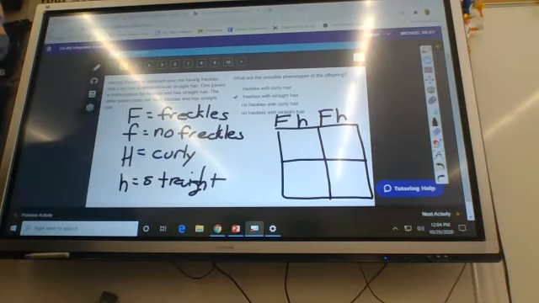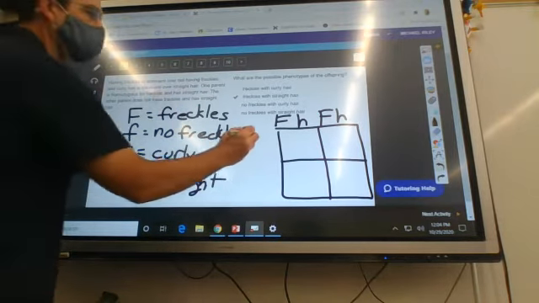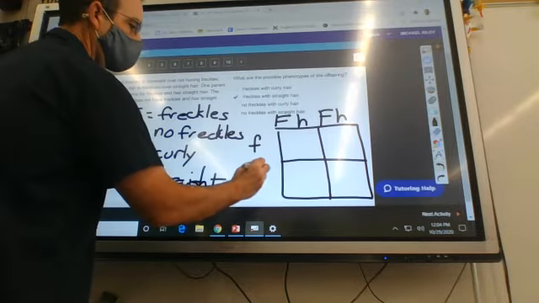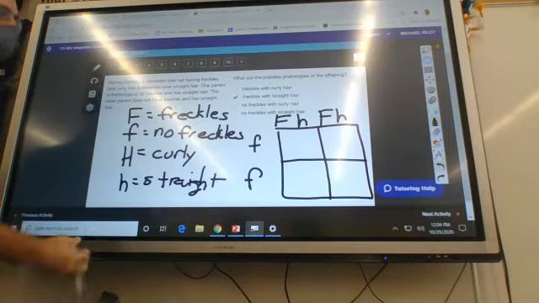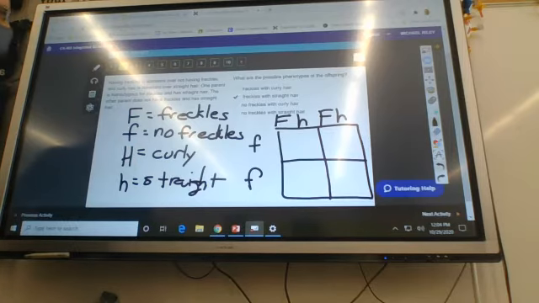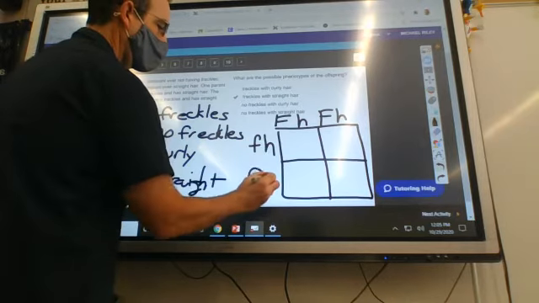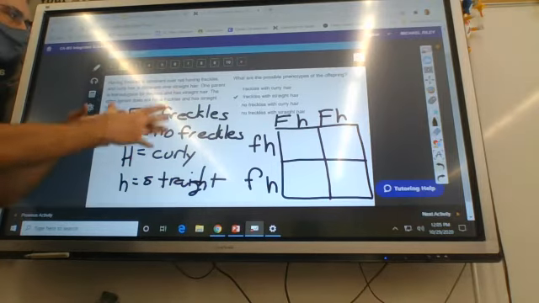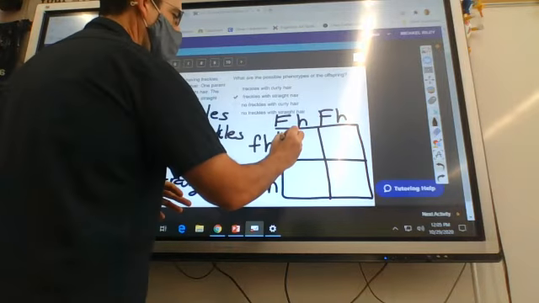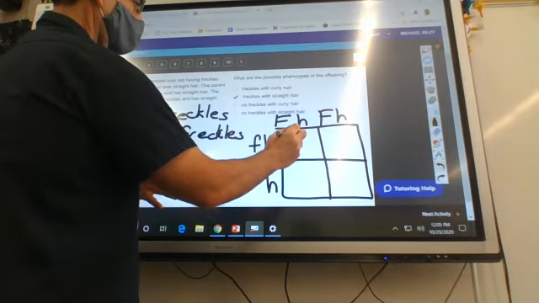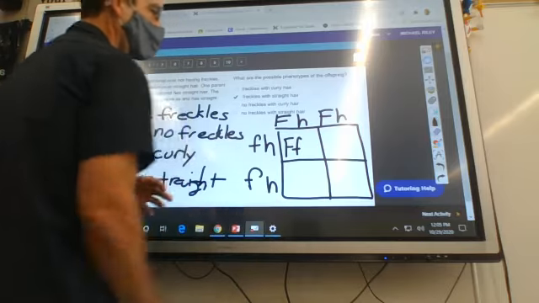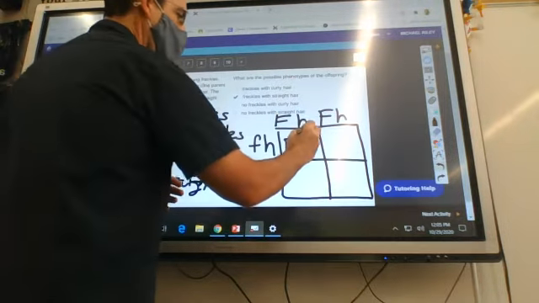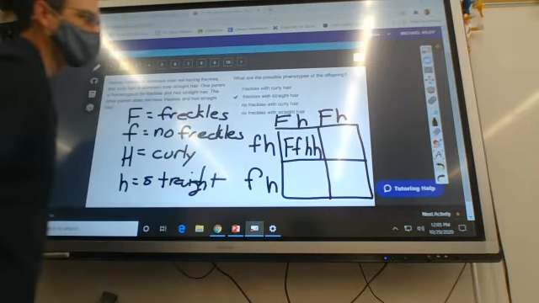Okay. The other parent does not have freckles. So it's recessive, right? The only way you can have straight hair or not have freckles is to be 2 recessive. Now you have to put it all together in the Punnett square. So I've got F. Let's see here, FF. There's 2 F's, HH, like that.